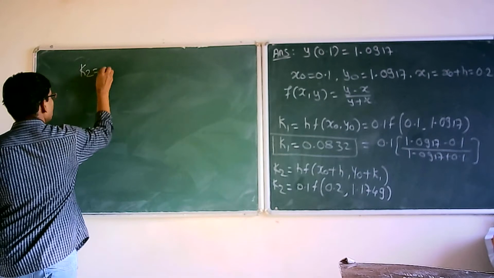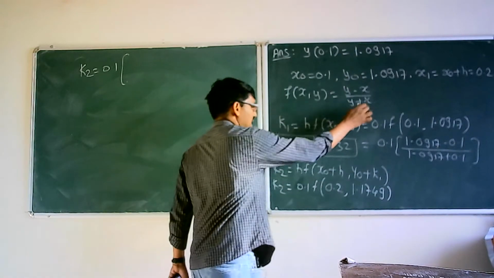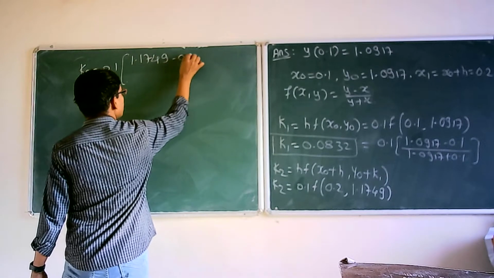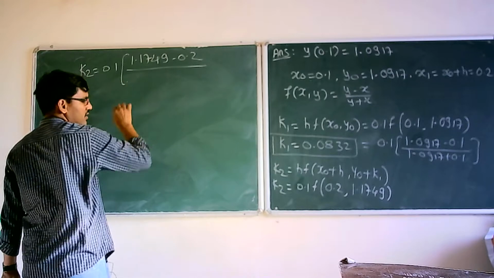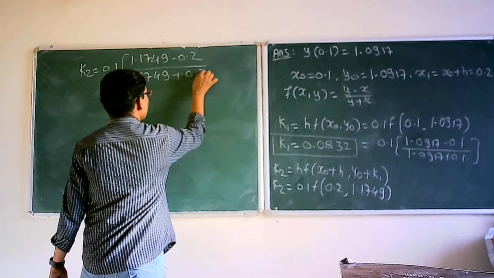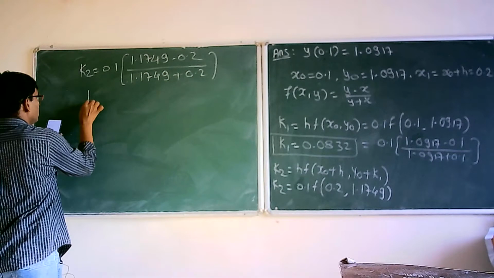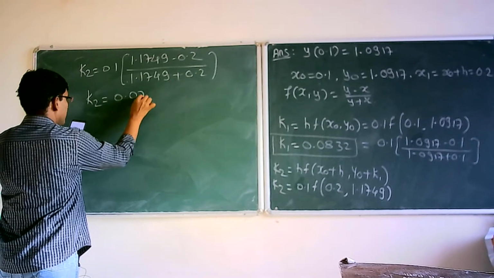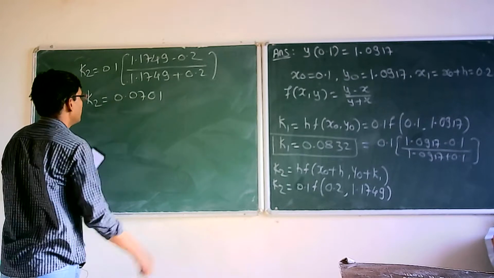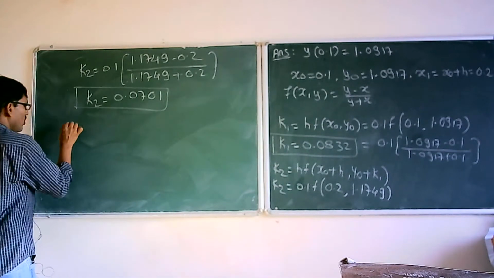So K2 is equal to 0.1 times f of x1, which is (y minus x) divided by (y plus x). So it is (1.1749 minus 0.2) divided by (1.1749 plus 0.2). If we use a calculator for this calculation, you will get K2 equal to 0.0701. So this is the value of K2, and this is K1. Now what is the formula of y1?